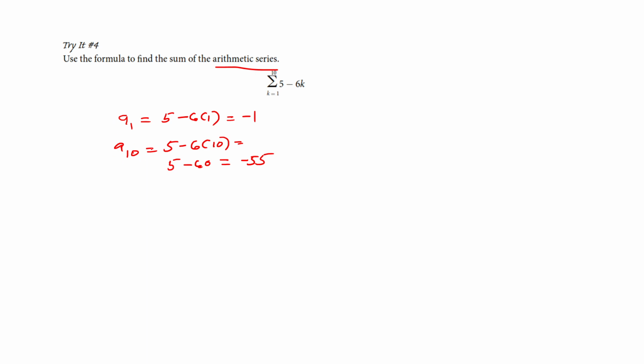Okay, I've got the first iteration. I've got the last iteration. And I know there were 10 iterations. I know n is 10, so I have everything I need. So I've got 10 times the first one plus the last one, all divided by 2. And you crunch that down, you get negative 280.